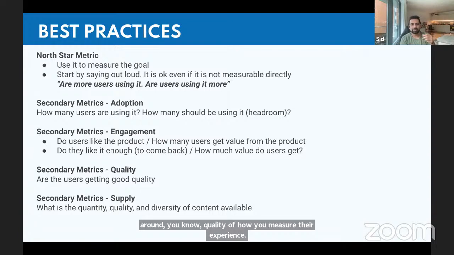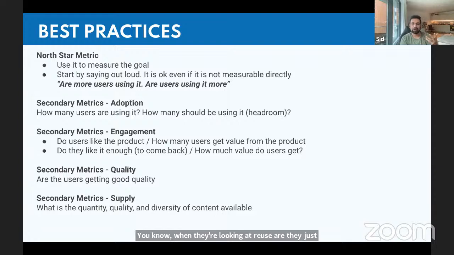When they're looking at Reels, are they just blindly swiping and not even stopping? Because if they're not stopping, that means they're not finding anything relevant, which means you're showing bad quality. The last one is also tied to quality, but it's more from a supplier's perspective. In the Instagram case, suppliers are the people who create content, the creators. And what you want to ensure is that there is enough diversity of content.